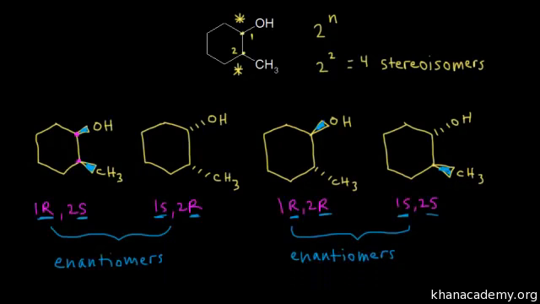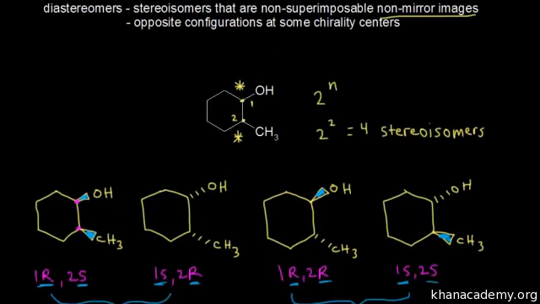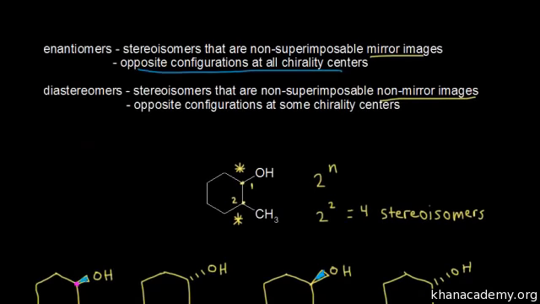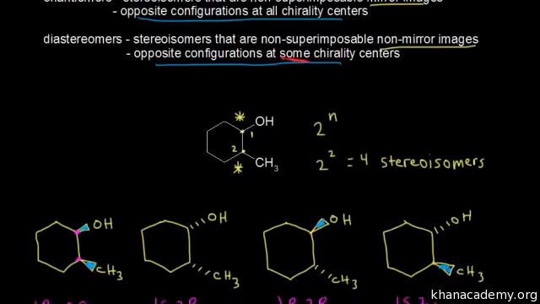All right, so what exactly is a diastereomer? Let's look at the definition. Diastereomers have opposite configurations at some chirality centers. So let's just change color here so we can identify some diastereomers. Opposite configurations at some chirality centers. So not all of them. So that's really the key when you're looking at stereoisomers.